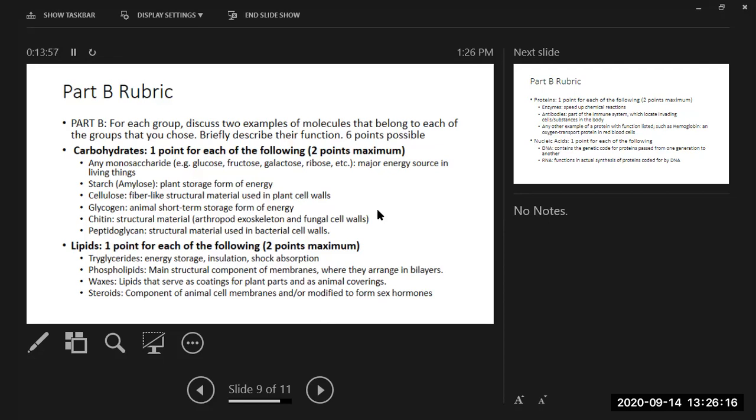Phospholipids. If you said phospholipids are the main structural component of cell membranes where they form a bilayer, there's a point. Waxes are lipids that serve as coatings for plant parts and as animal coverings. For plants, it's called the cuticle. If you ever see a leaf that looks really shiny, it's likely covered in wax and is meant to protect the leaf from being eaten by bugs.